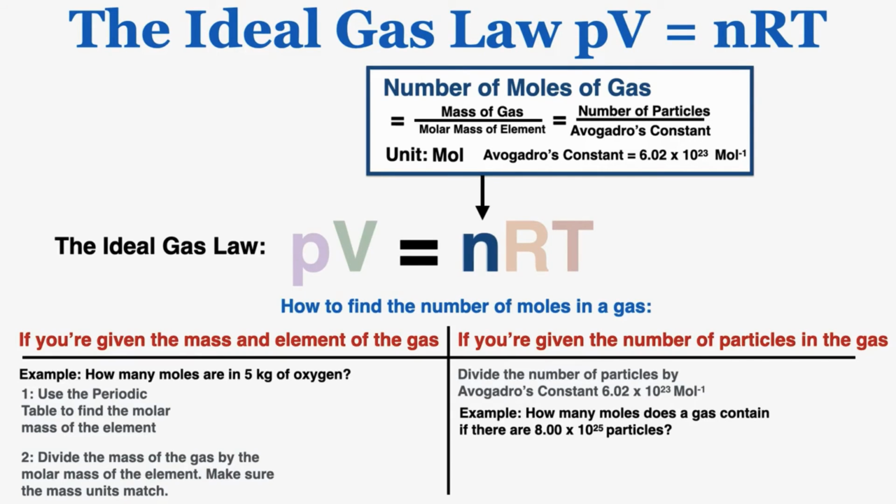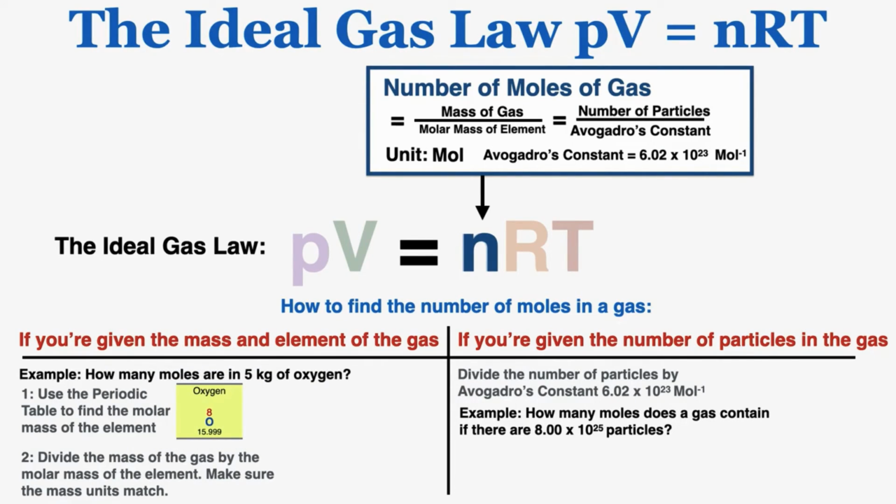I'll give you an example of the 2 ways to find the number of moles in a gas. So if you're given the mass and the element of the gas, as an example, how many moles are in 5 kilograms of oxygen, you would start by using the periodic table to find the molar mass of the element. That can always be found at the bottom of the element's label on the periodic table.